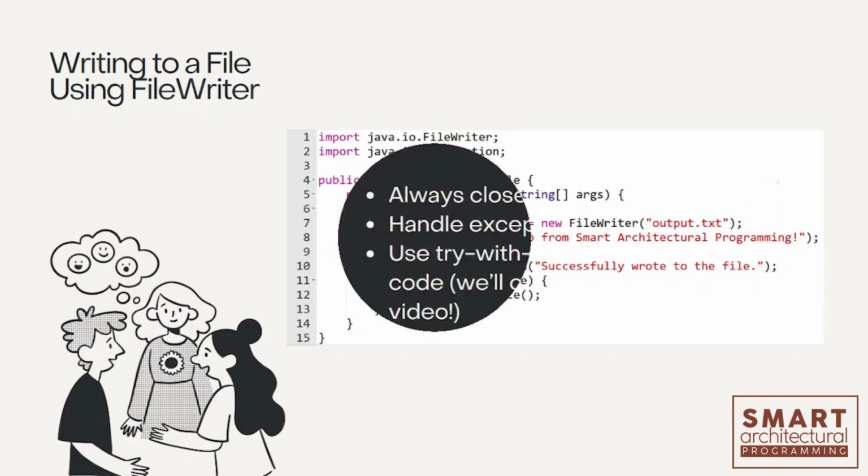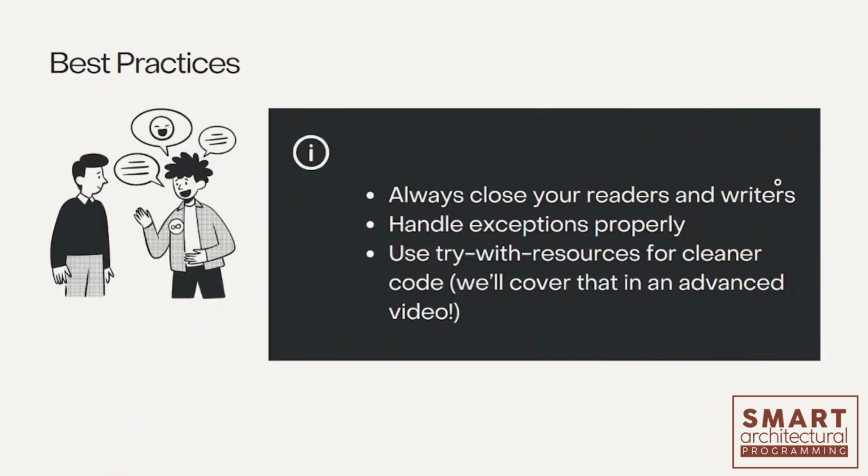So let's look at a few best practices. Number one, always close your readers and writers, as I said, to prevent memory leaks. Two, handle exceptions properly. Again, it's important because you need to do try and catch here, because otherwise your code is going to break if the external file that you don't control behaves irregularly or you're unable to access it. And three, use try-with-resources for cleaner code. We'll cover that in a more advanced video later, but just keep that in mind.